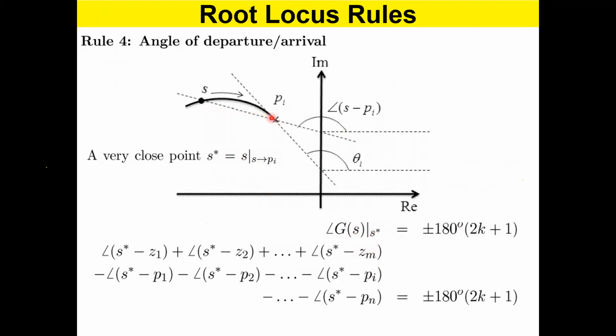So if you substitute that point into the root locus phase equation, it should satisfy the condition. So we write it like that. This is the angle of GS: S star minus Z1, S star minus Z2, S star minus Zm. These are all zeros, minus the poles: S star minus P1, S star minus P2, S star minus Pi, and you continue with other poles. Finally, S star minus Pn, the last pole. All the phases from the zeros, all the phases from the poles, the sum is plus or minus 180 degrees because we are on the root locus. So it has to satisfy the phase condition.